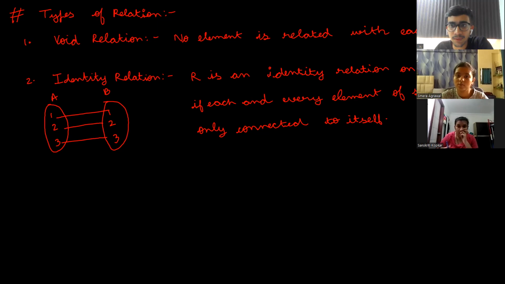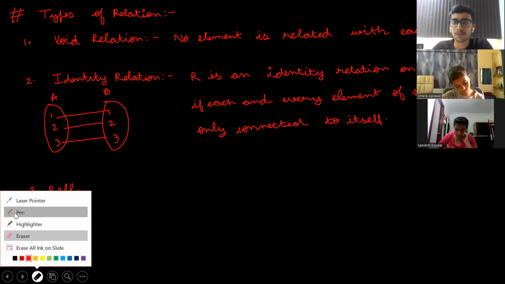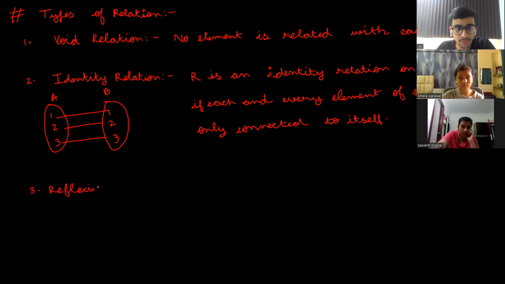Yes. Every element is related to itself. If I make a line 1 to 2, then will that be an identity relation? No. Okay. So the next part is reflexive relation. So reflexive relation is the same as identity relation, but it allows different elements as well. Meaning it says that 1,1, 2,2, 3,3 must be there, but 1,2, 1,3 will also be accepted. Okay? So only the word 'only' will be removed, and the rest everything remains the same. So R is a reflexive relation.